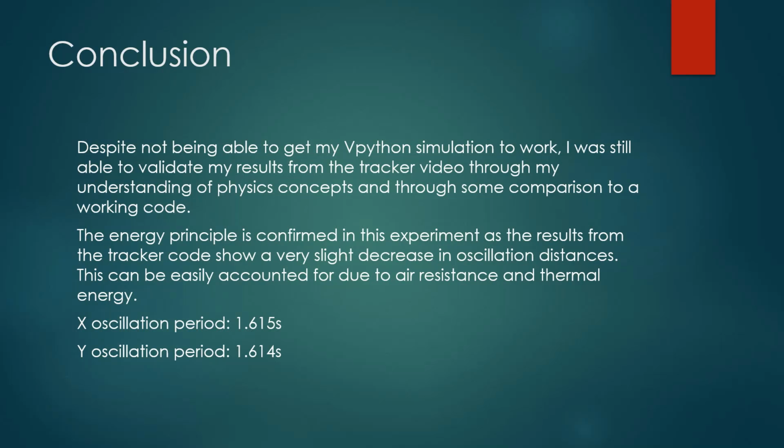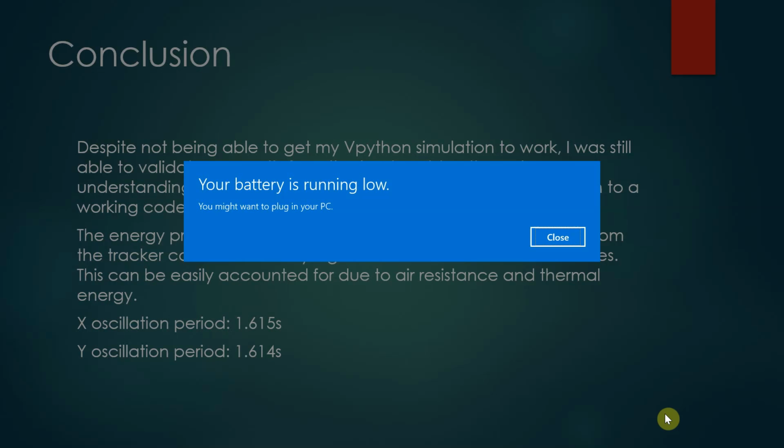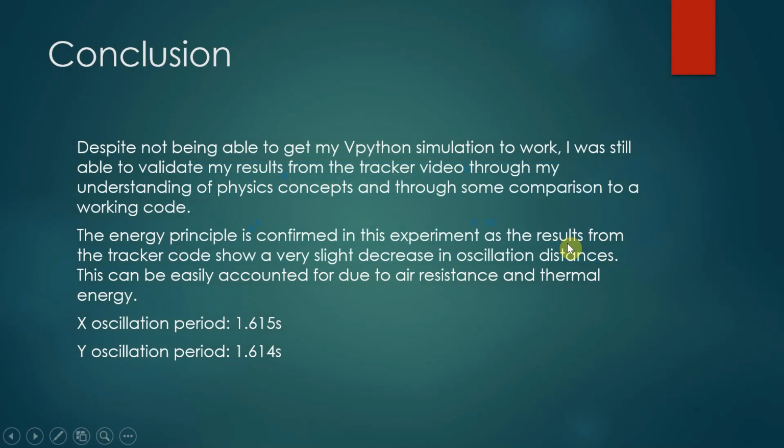The x oscillation period is 1.615 seconds, and the y oscillation period is 1.614 seconds, which they are supposed to be equivalent. However, that is only in a perfect experiment, because there's air resistance, drag, and the constant force of gravity acting upon the entire system, the y oscillation period is shorter than the x oscillation period.